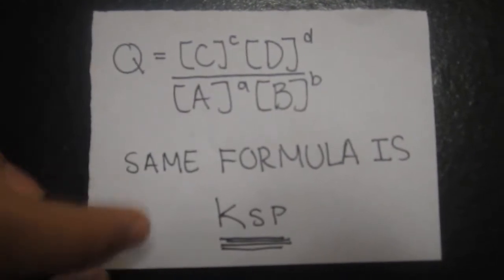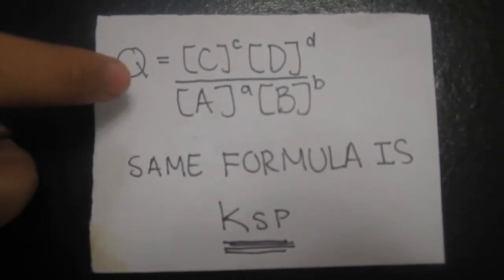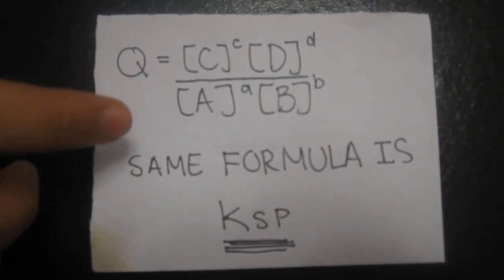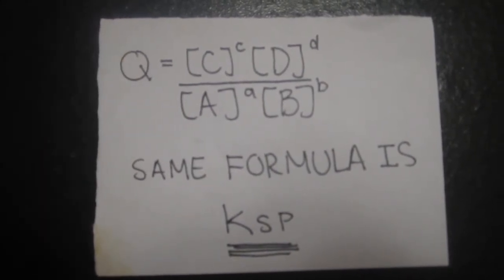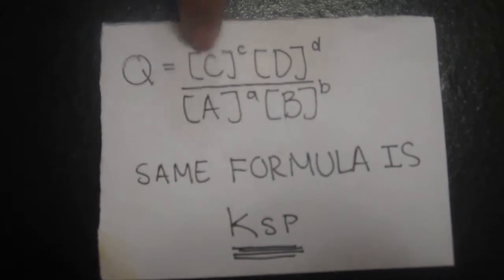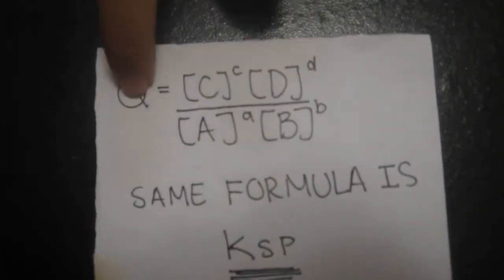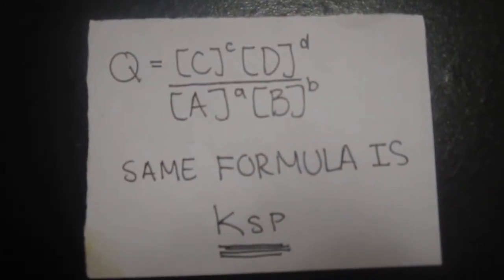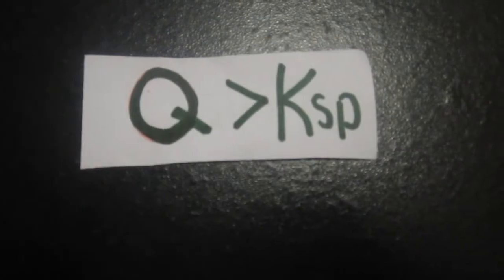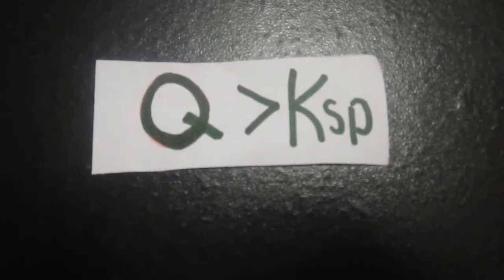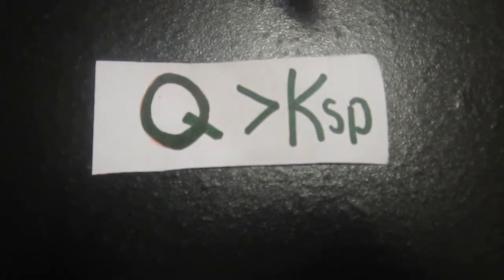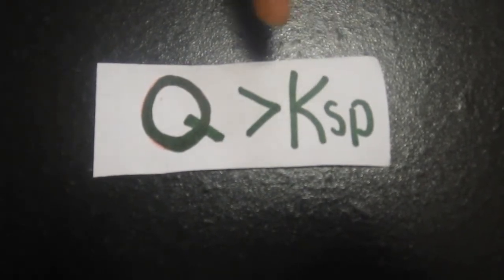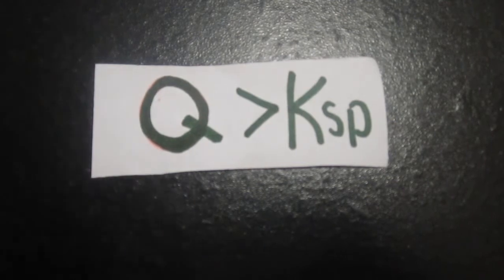Since the KSP expression has the same form as the Q expression, the same formula can be used. When determining the Q value, you can use the values of X to determine the concentrations of C, D, A, and B. Once you figure out Q, Q must be greater than KSP in order for a precipitate to occur. Always remember that a precipitate can only occur if Q is greater than KSP. This can be figured out mathematically and experimentally.